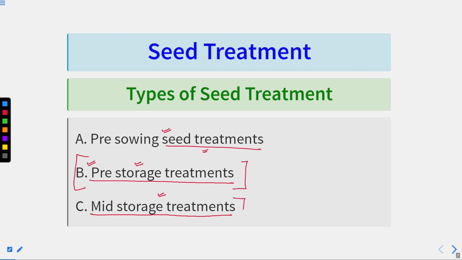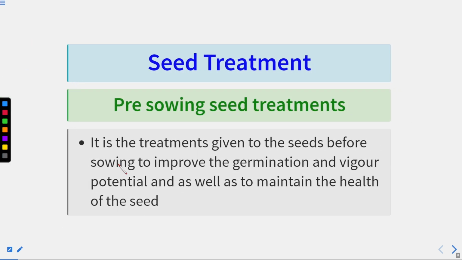Mid-storage treatment. At the mid of the storage, we can also use some pesticides. So here we are going to study all three aspects of seed treatment, that is, the different types of seed treatment: pre-sowing seed treatments, pre-storage treatments, and mid-storage treatments. First one, the pre-sowing seed treatment.